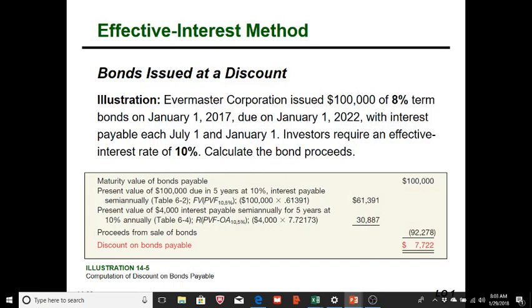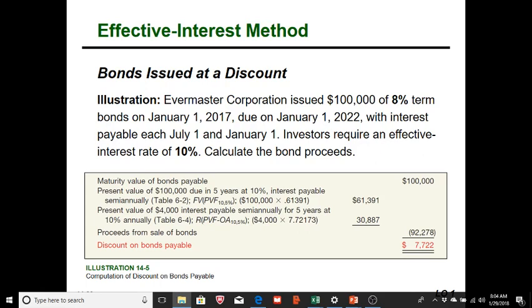So the first thing we start with, because for the effective interest method, these are bonds that are issued at premiums or discounts. They're not issued at face value. So we're going to start with a discount. We go through the calculations: Evermaster Corporation issued $100,000 of 8% term bonds on January 1st, 2017, due on January 1st, 2022, with interest payable each July and January 1st. Investors, so this is what the market was looking for at the point of issue, require an effective interest rate of 10%. So we need to calculate what the bond proceeds would be at that exact point in time.